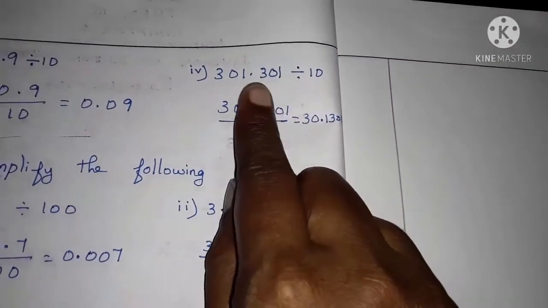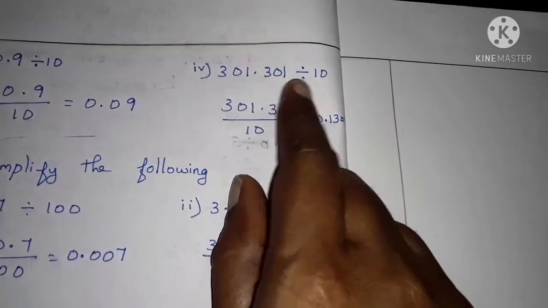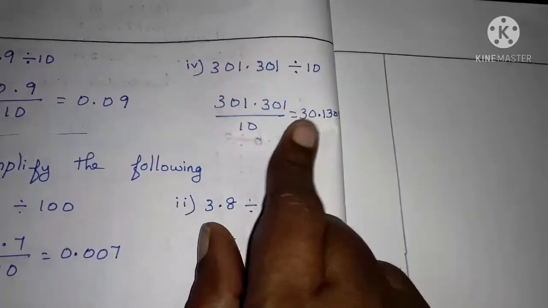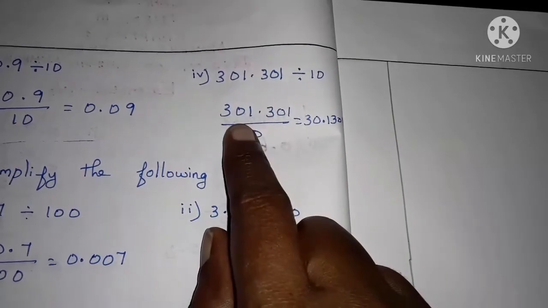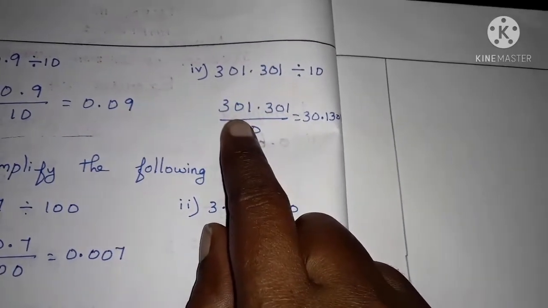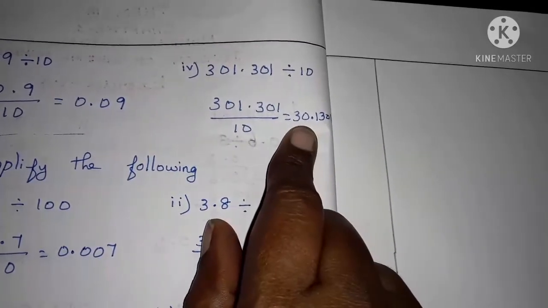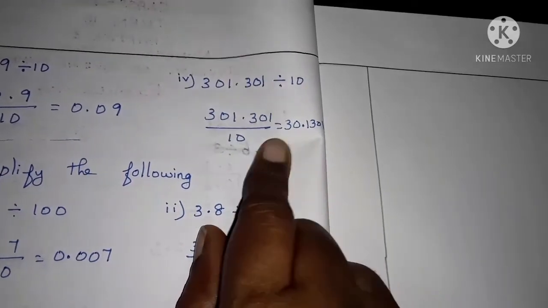Here, 301.301 divided by 10. So the decimal point will move one place before. So now it becomes 30.1301.